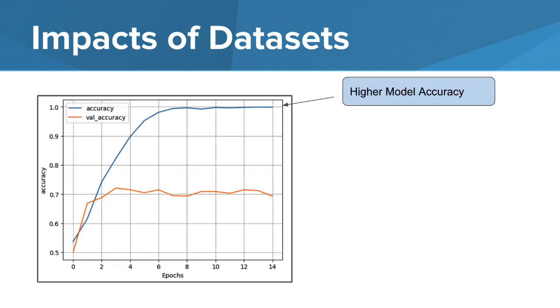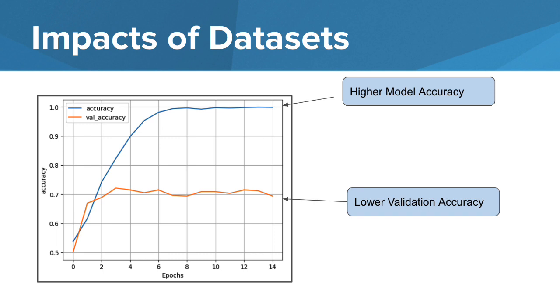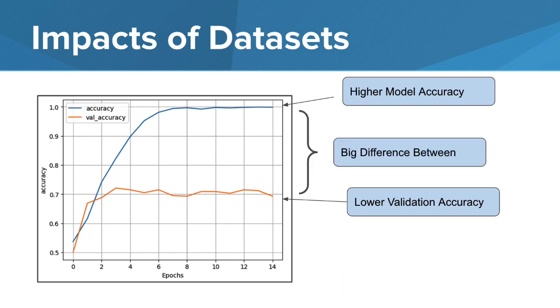High model accuracy means that the model is able to predict the training data well. This could be a sign of a good model, but not always. Validation accuracy is the ability of the model to predict on new images that it hasn't seen yet. This is a better measure of how a model may perform.